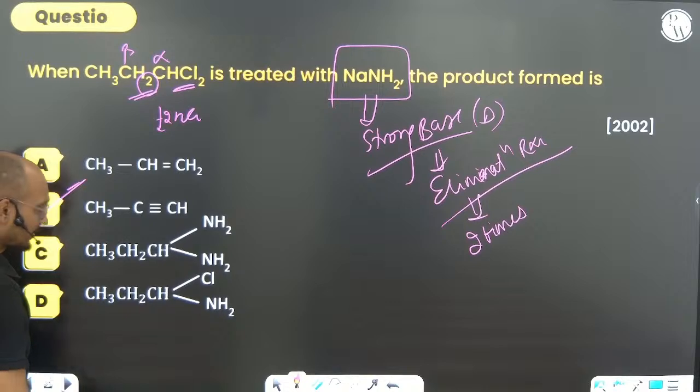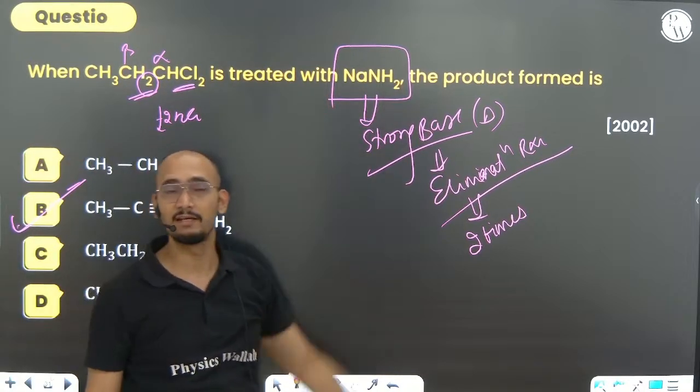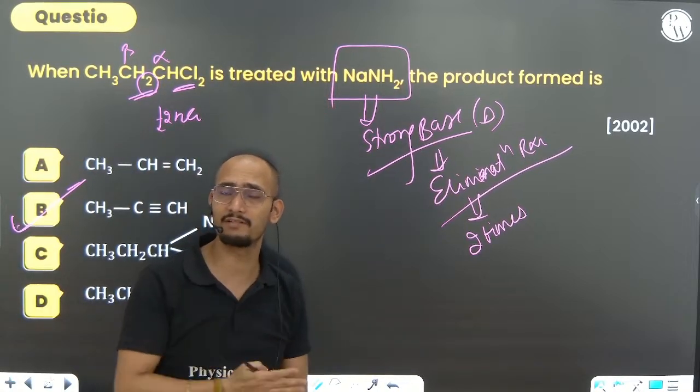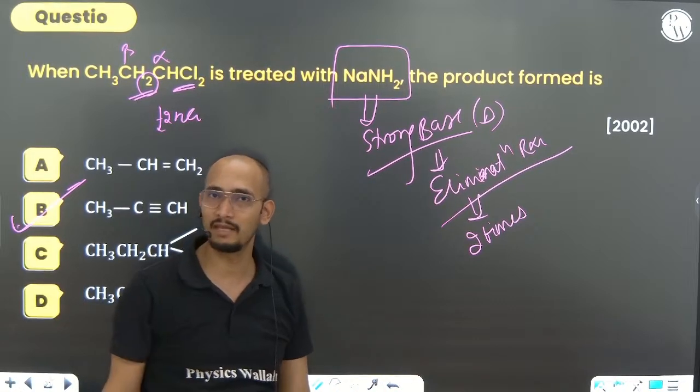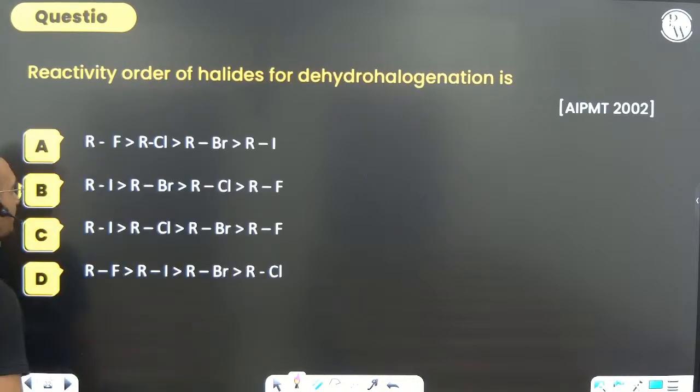But if alcoholic KOH was given, always remember you will not go for 2 times of elimination. You will do only 1 elimination. Keep in mind. Moving on.